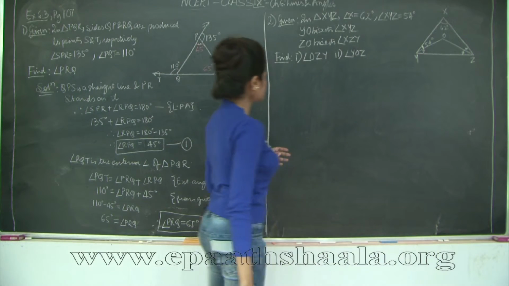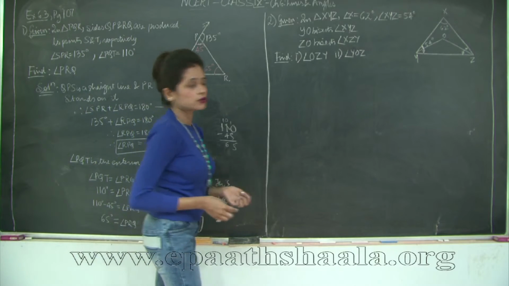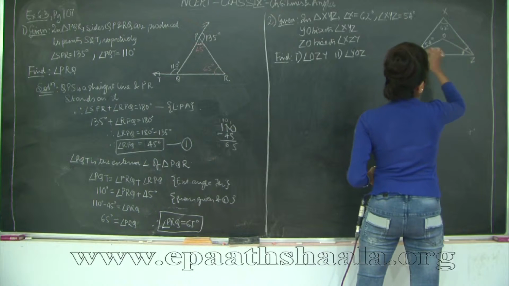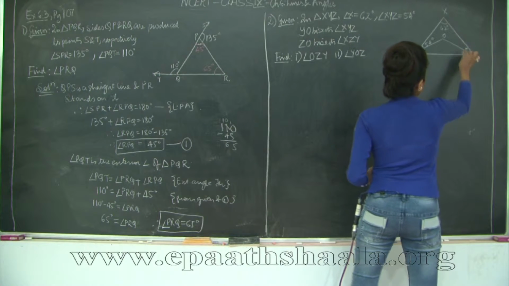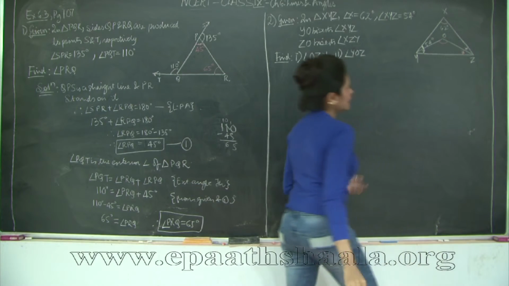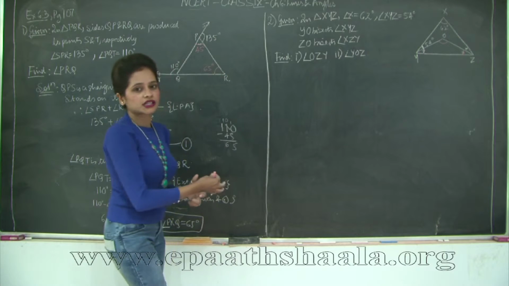Correct? You need to find the measure of 2 angles, which are OZY and YOZ. Let's mark this. You need to find the measure of angle OZY. So you need to find this angle and YOZ, which is this angle. Now let's see how we are going to find the angles, and then we proceed with the writing.